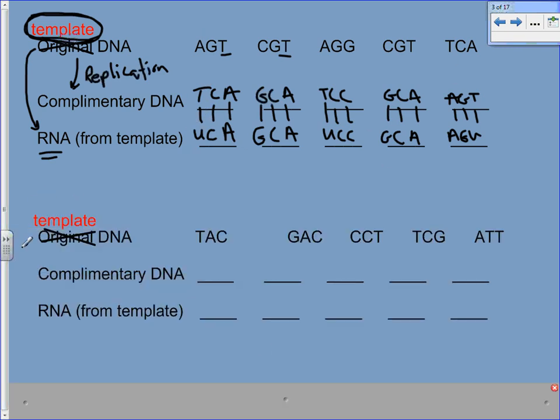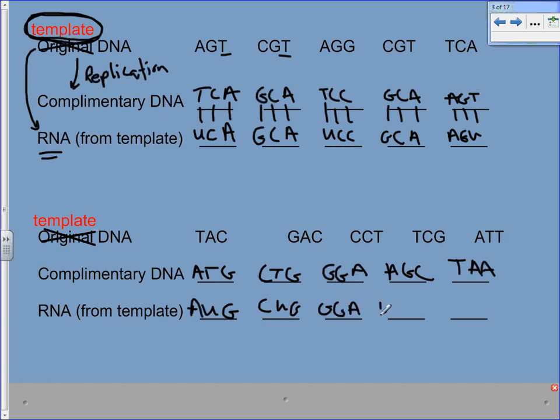All right, so if we do this really quickly, it's going to go A, T, G, and then C, T, G, G, G, A, G, C, T, A. The RNA strand, we're just going to go through, and this is going to be A, U, G, and then we got C, U, G, and then G, G, A, G, C, and finally U, A. Okay, pretty easy.